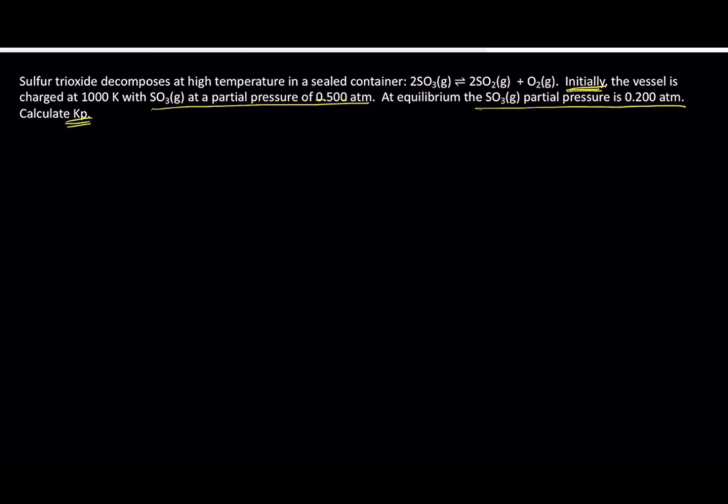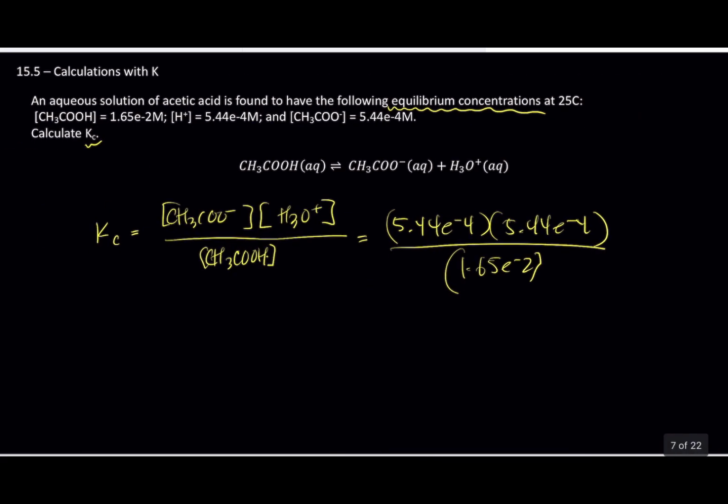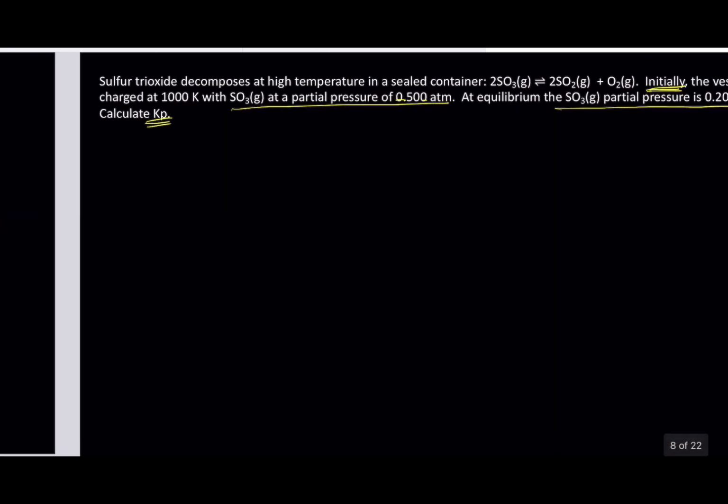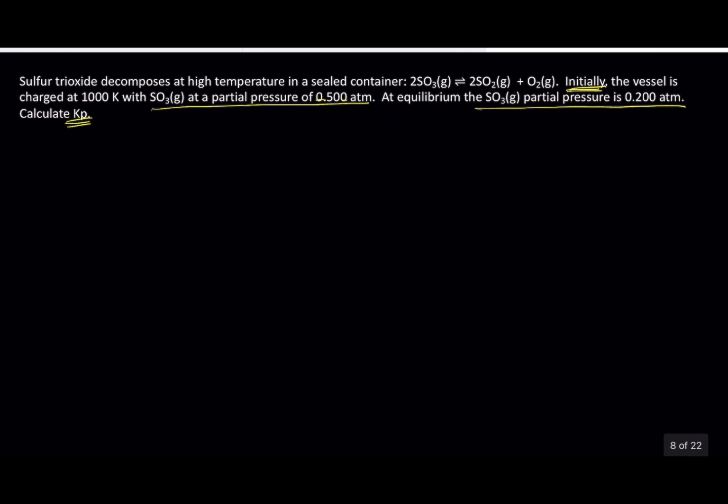First, let's talk about how this problem is different from the previous one, right? In the previous problem, we had all of the equilibrium concentrations, so we just plug the equilibrium concentrations into K, right? Here, we only have one equilibrium concentration, meaning we don't have enough information to plug into K. So step one is find the equilibrium concentrations, right? Because I need those to plug into K. So how do we find the equilibrium concentrations?